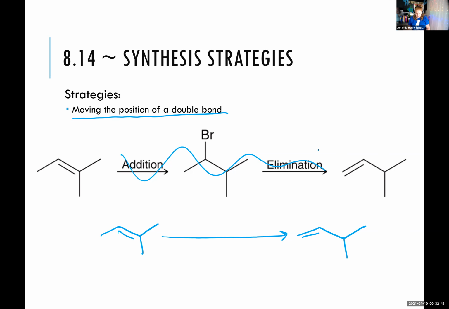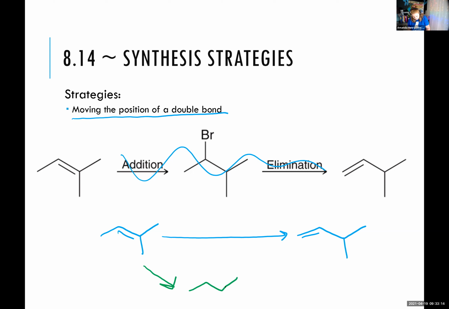All right, so let's talk about how to do this one and how we would show our answer. The question is in blue. I'm going to do my answer in green. So if I want to get my alkene on the other side, I know that I can get there if I can get my bromine in that middle position.